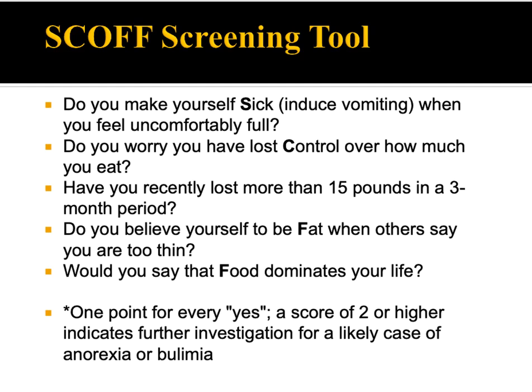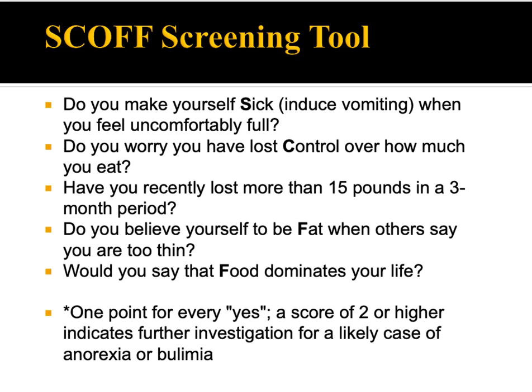So that's the S. The C, control. Do you worry that you've lost control over how much you eat? Have you recently lost more than 15 pounds in a 3-month period? And again, this needs to be in context.